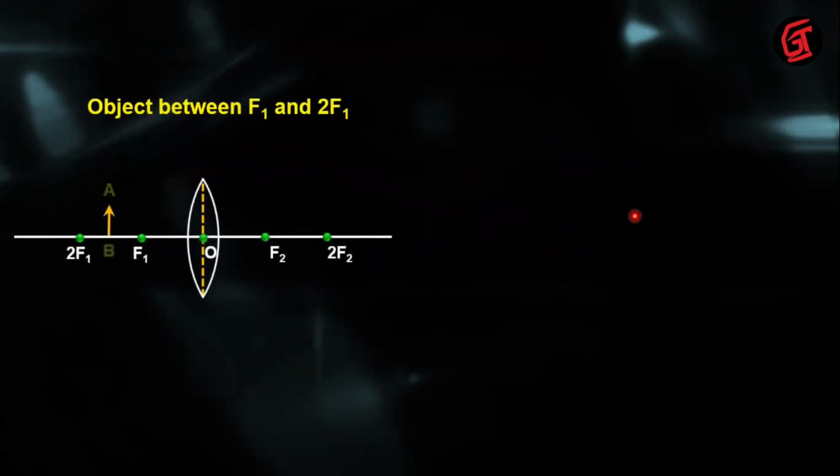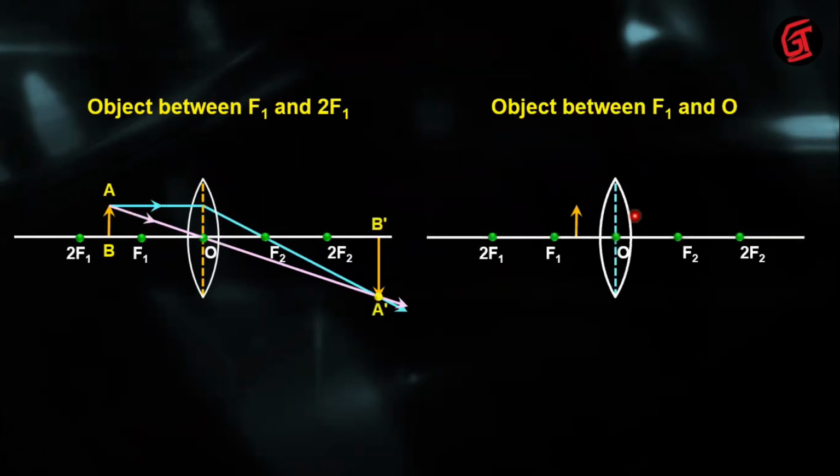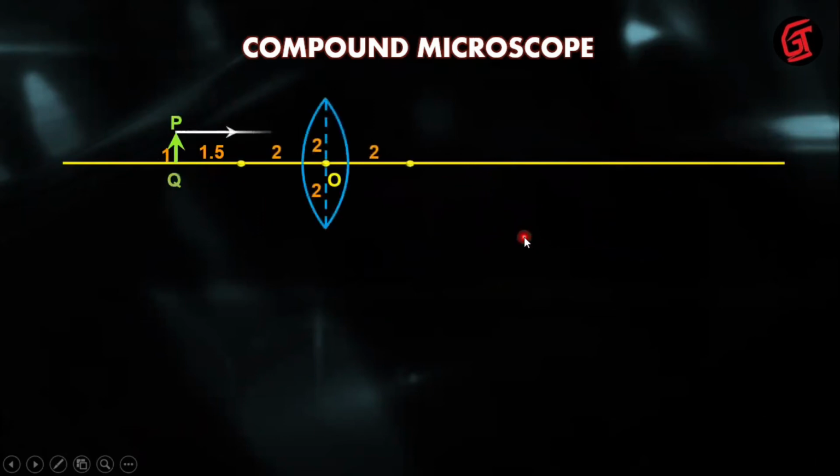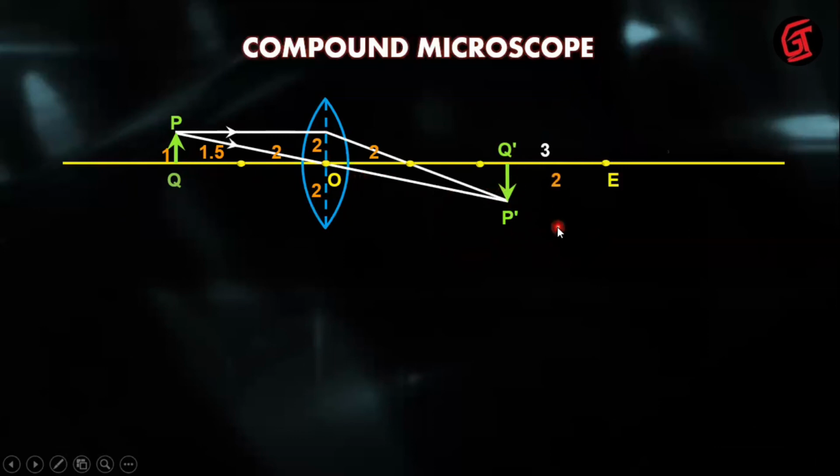Now suppose your object is between f1 and 2f1 here, and then f1 and O, same thing what we did before. Now compound microscope. 2 centimeter, 2 centimeter here. Suppose your object is at 1.5 centimeter. Same application we apply, passes here and passes through the focus, and then this is your image that is formed.